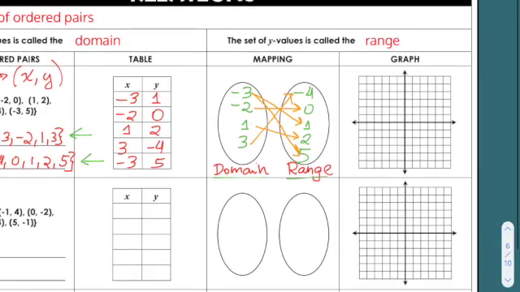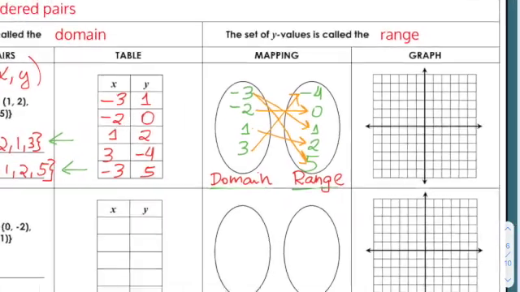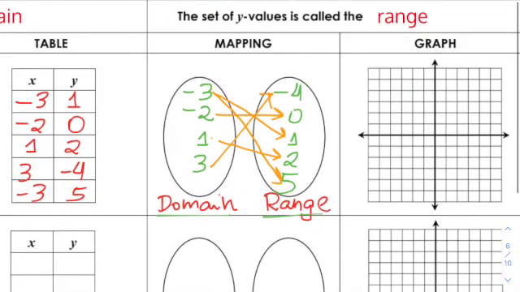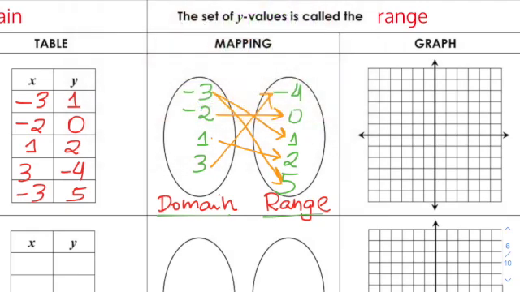All right? And finally, we can graph this. You can use either the ordered pairs or the table for graphing. I'm going to use the table in this case. So I'm going to have the point (-3, 1). All I have to do is go left, negative 3, x, negative 3, y, 1.